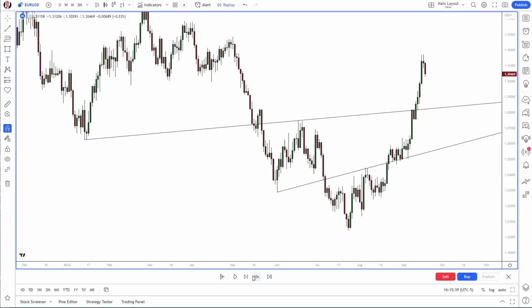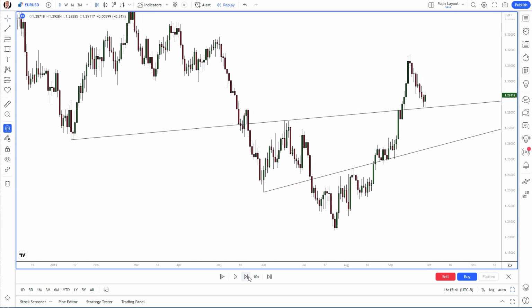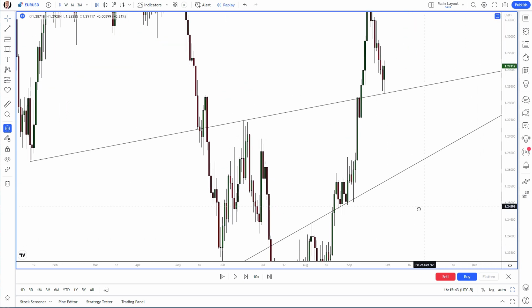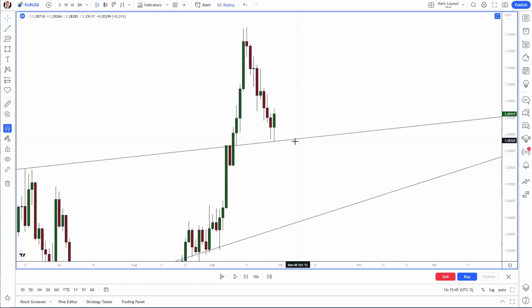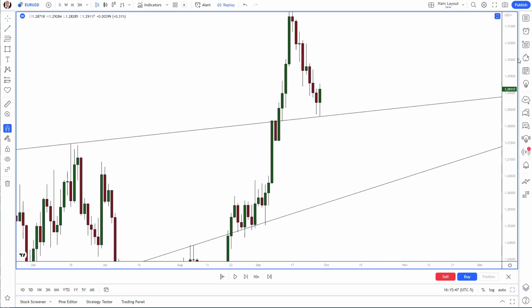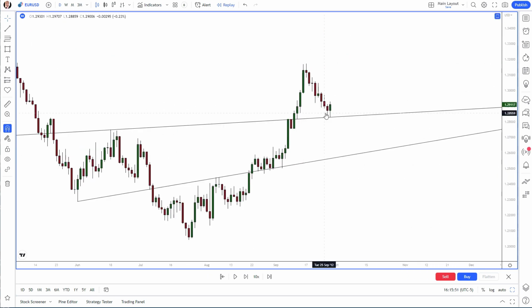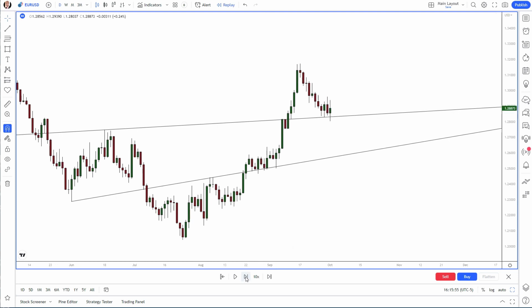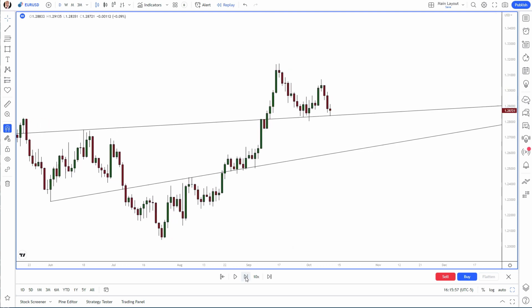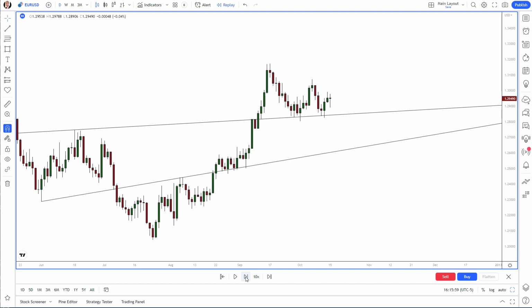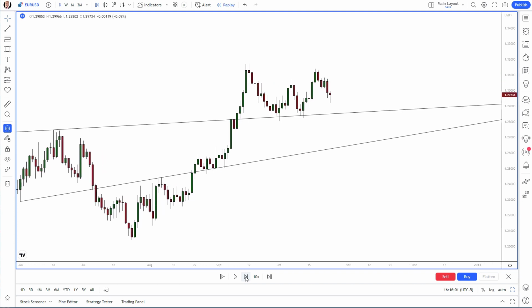Okay, so again, you see how these entries work. Now, I remember this trade trying to find support over here, but eventually it does break down. Okay, all right, still respecting that support.